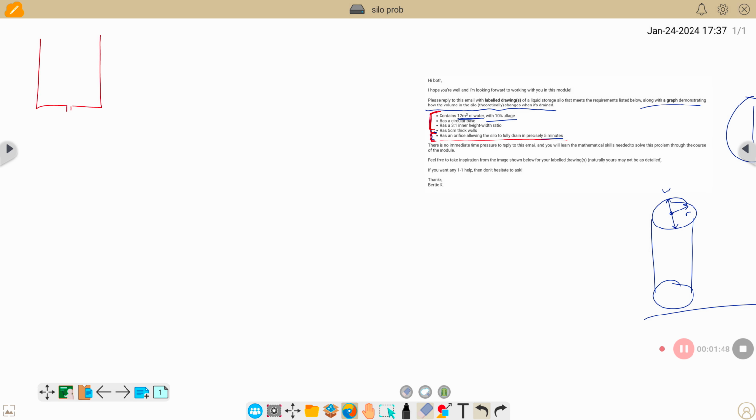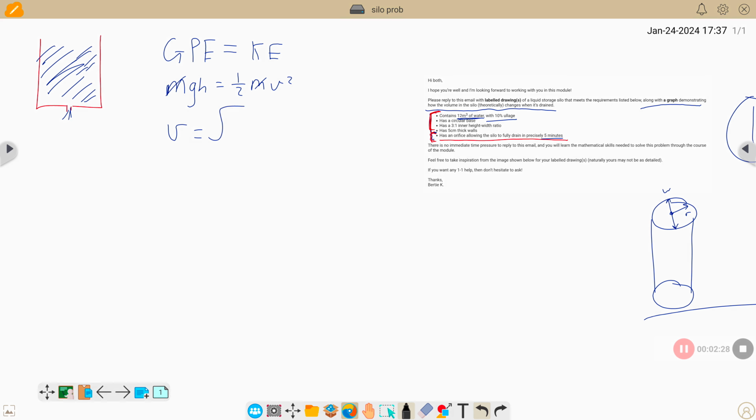So for starters, as I've established with you guys before, if I imagine this is my silo, let's fill it with some water. If I imagine this is my silo and I'm draining it through this area here, I can say that the energy conversion taking place here is gravitational potential energy being converted into kinetic energy. And if I want to describe this mathematically, I could say, well, GPE is just mgh, and kinetic energy is half mv squared. I can divide through by m here, and I can rearrange for fluid velocity, which gives me this form here.